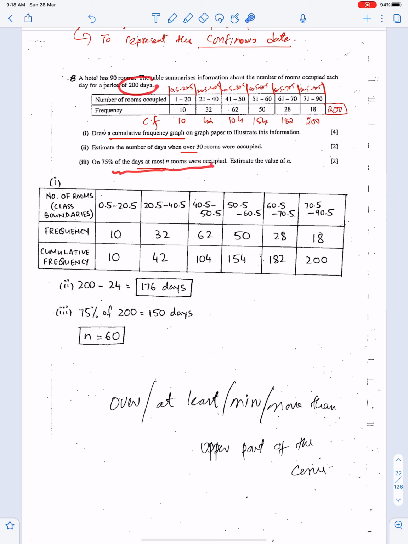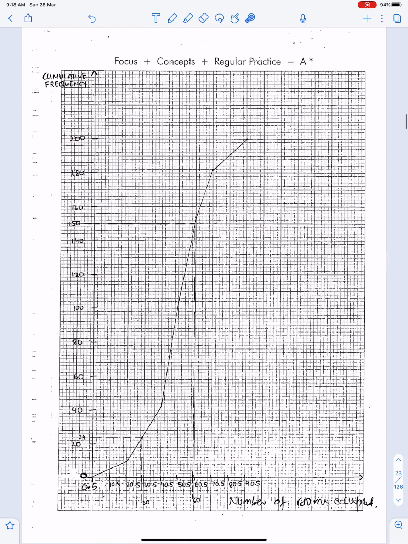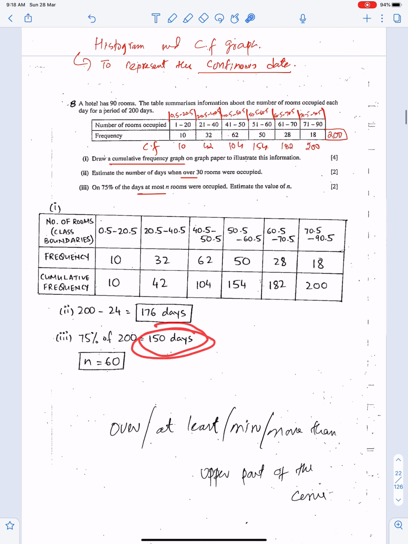On 75% of the days, n rooms were occupied. 75% of the days, there are 200 days, so 150 days. Check its corresponding value, it's 60. So 60 rooms.